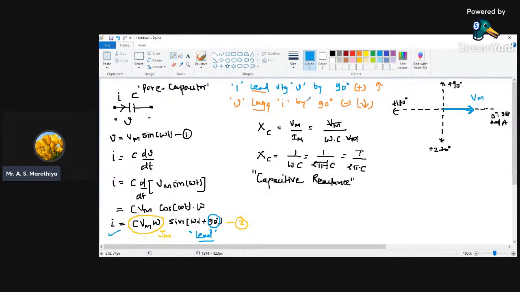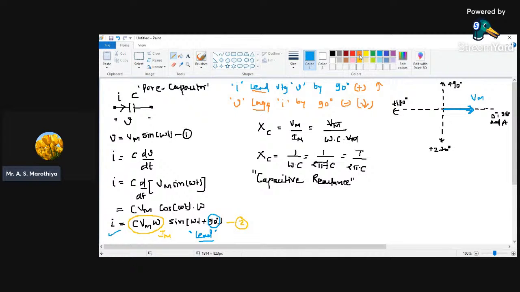Now from this statement it is very clear that current leads voltage by 90 degree, or you can see the same from equation number 2, that in equation number 2 we have the expression for instantaneous value of current, and it is sine of omega t plus 90. Plus means lead, and by an angle of 90 degree. So here we have plus 90. So on this axis we need to indicate the current.